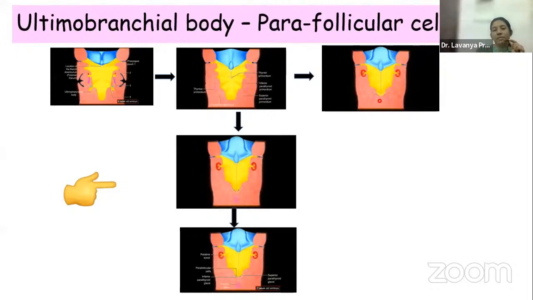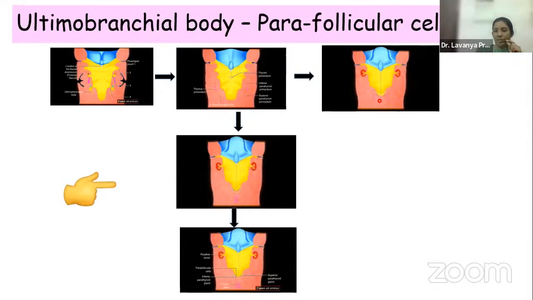Further, apart from these follicular cells, we have the aggregation of a group of follicles, which is forming the lobes and the lobules. Between the lobes and the lobules, we have the connective tissue septa, which are derived from the capsule of the thyroid gland. The capsule itself is derived from the deep cervical fascia.